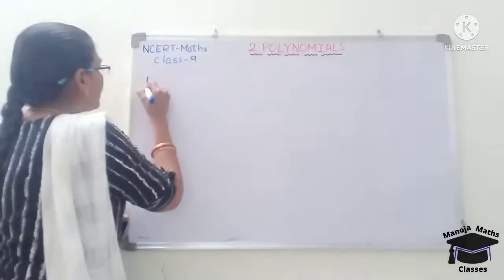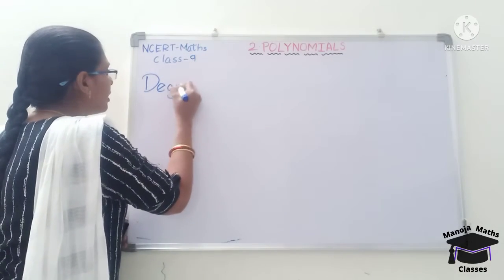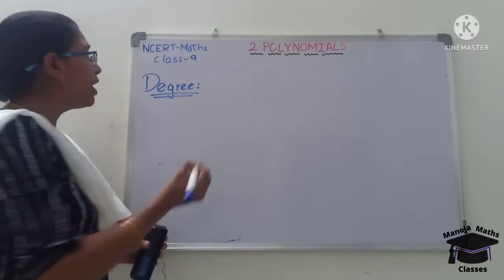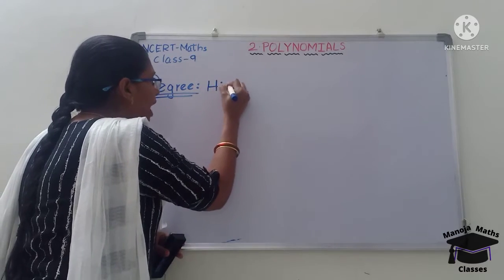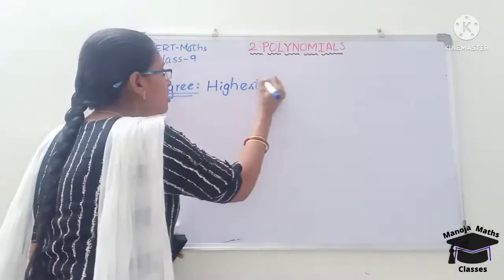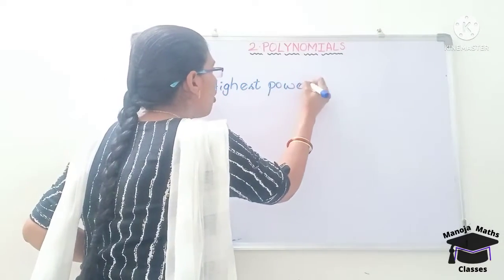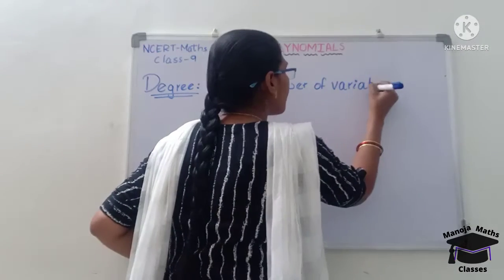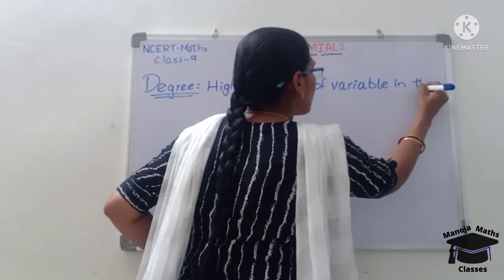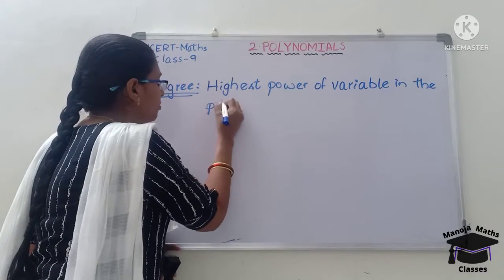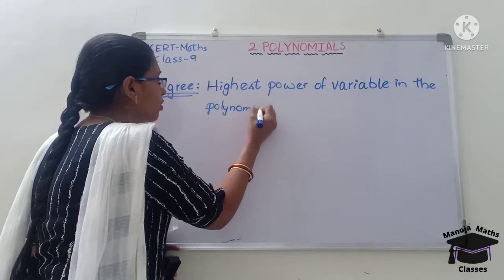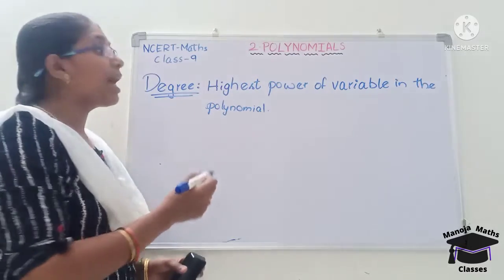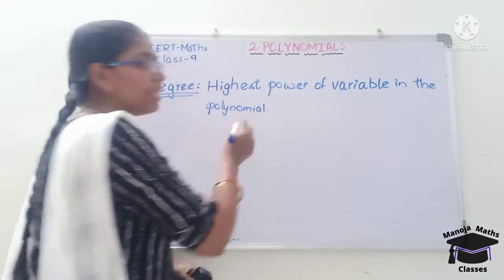Next topic, children, degree of polynomial. What is the degree of a polynomial? The degree of the polynomial is nothing but the highest power or exponent of the variable in the polynomial. What is degree, children? Degree is nothing but the highest exponent of the variable in the polynomial.